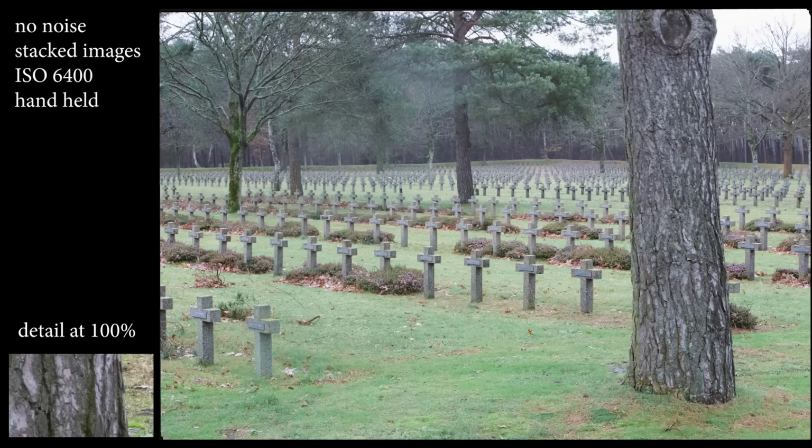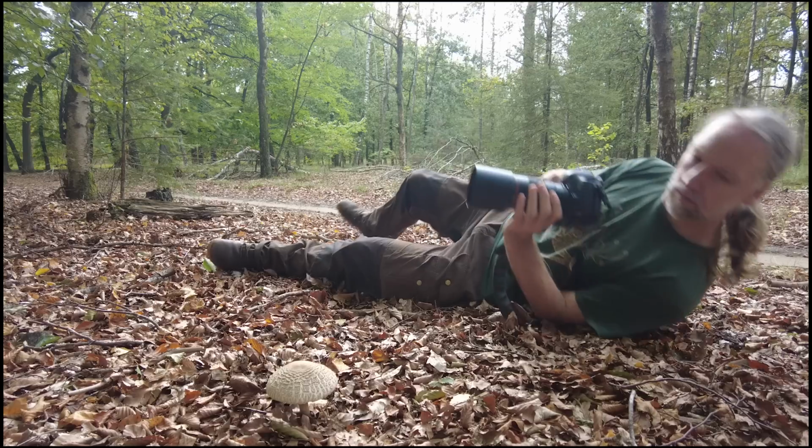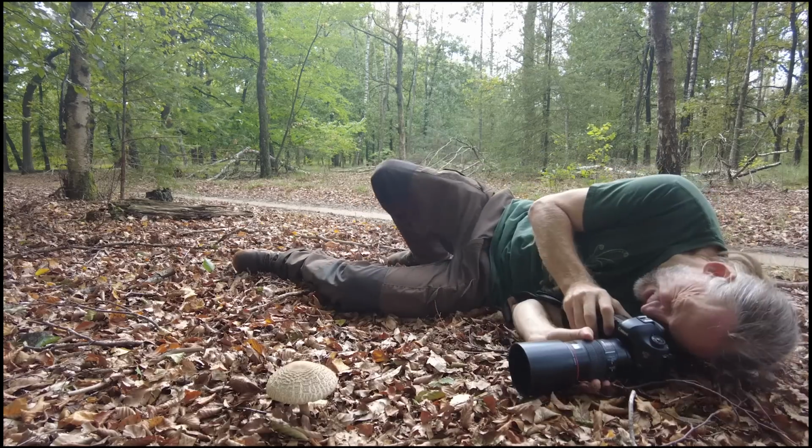A solution exists for non-moving subjects, like landscapes or macro images. By shooting a burst of images and blending them in Photoshop, you can achieve a cleaner image, even at higher ISOs. For example, I used this technique for this mushroom.